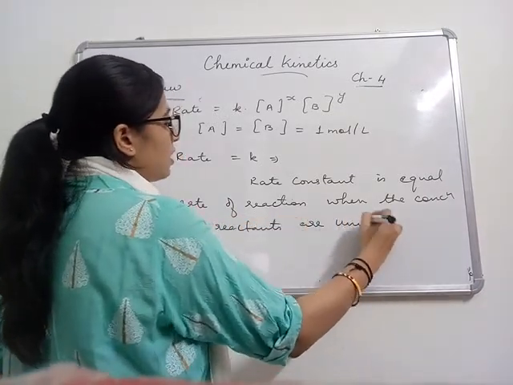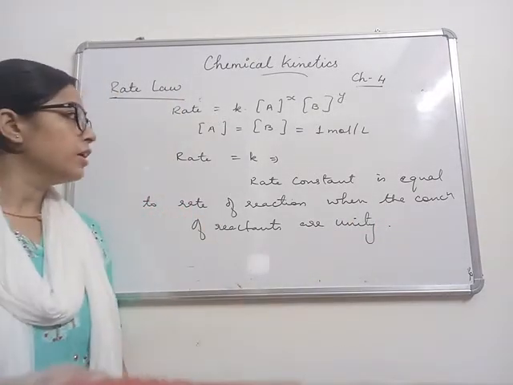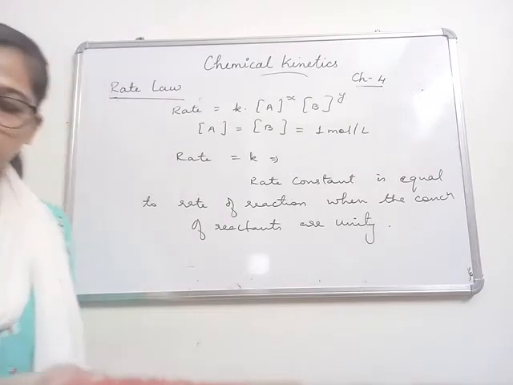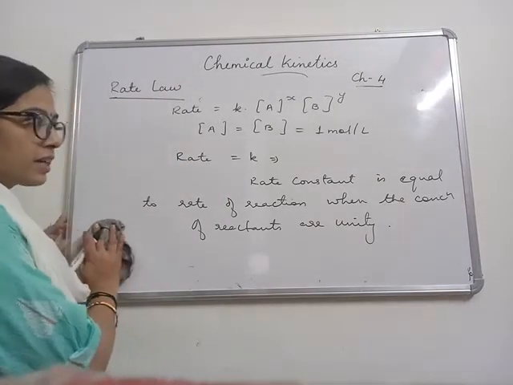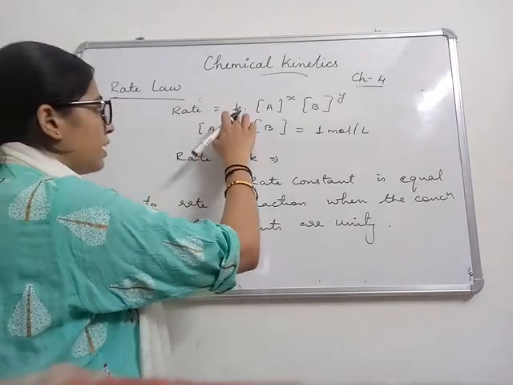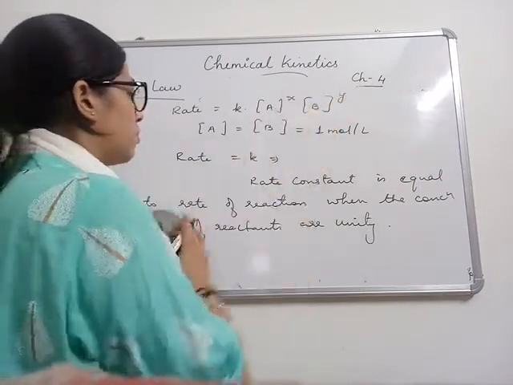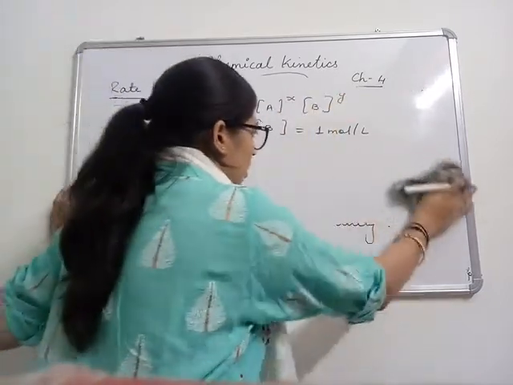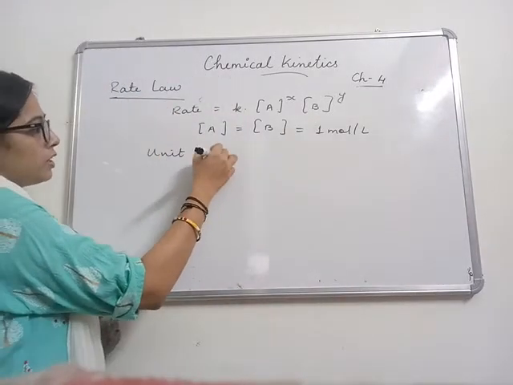जब दोनों reactant की concentration unity होती है, तो rate constant is equal to the rate of a reaction. So rate constant is equal to the rate of a reaction when the concentration of the reactants are unity. So rate law में rate है K into concentration of the reactants, where each reactant term raised to some power. Now how to find or what would be the unit of K?